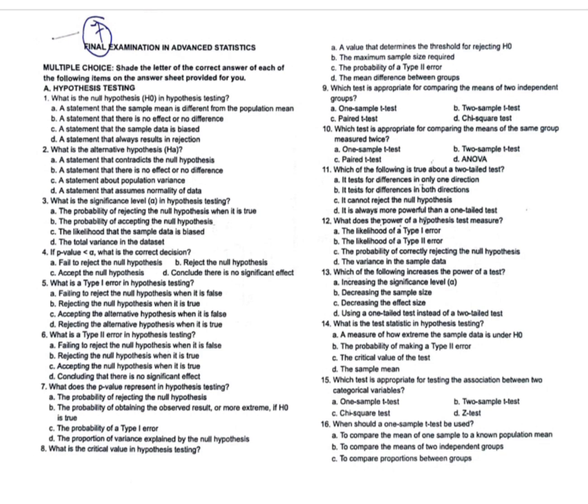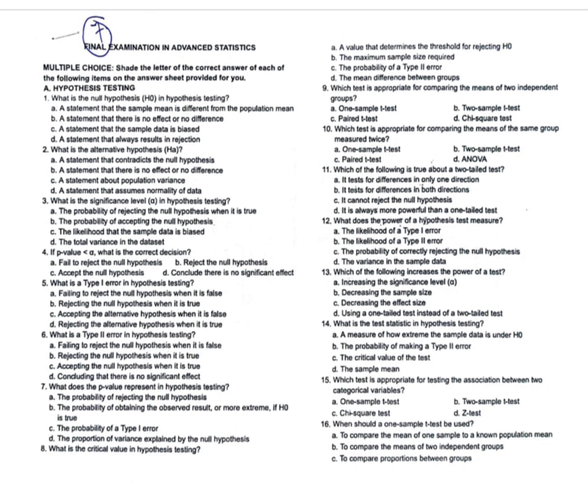Question 2, what is an alternative hypothesis? It is a statement that contradicts the null hypothesis. What is a significance level in hypothesis testing? It is the probability of rejecting the null hypothesis when it is true. Number 4, if the p-value is less than the significance level, what is the correct decision? The answer is letter B, reject the null hypothesis.